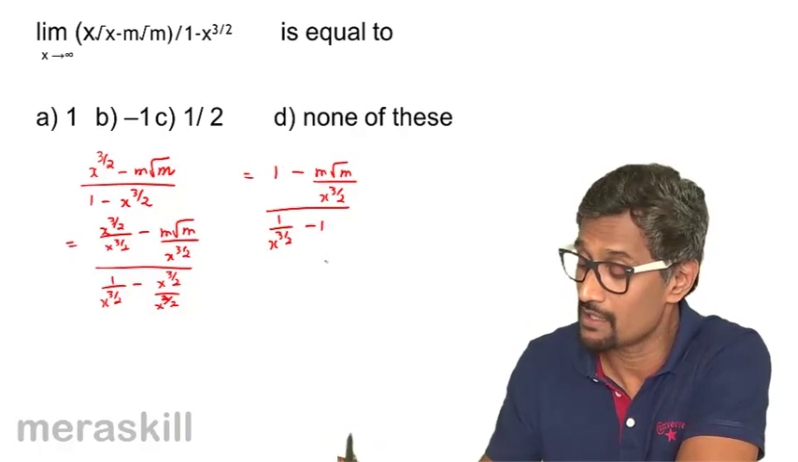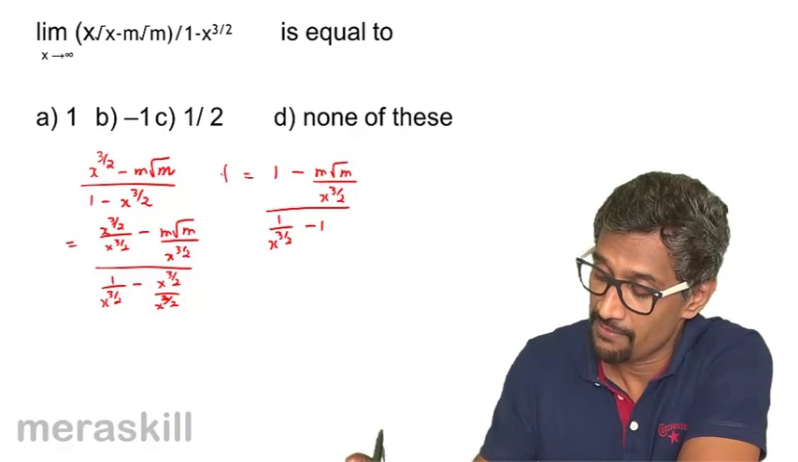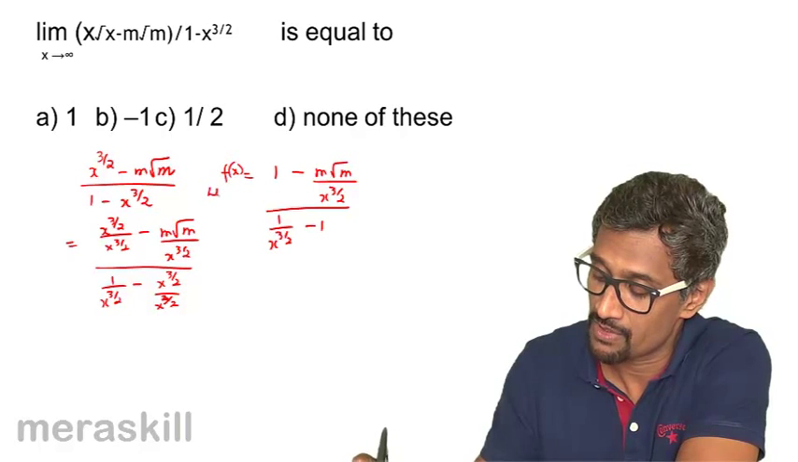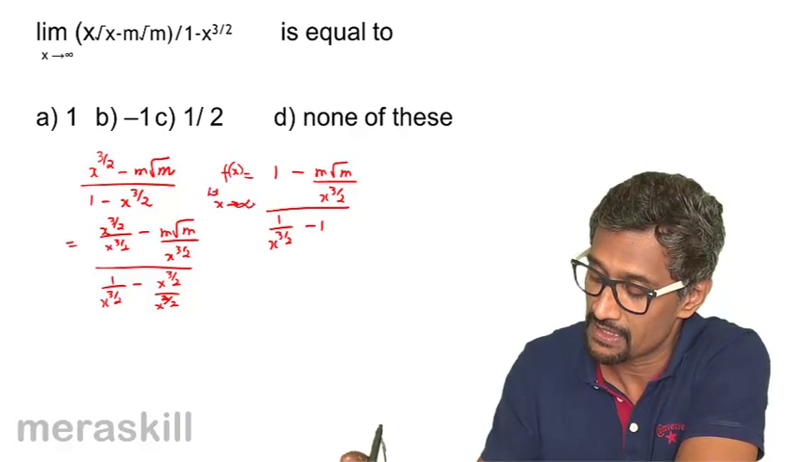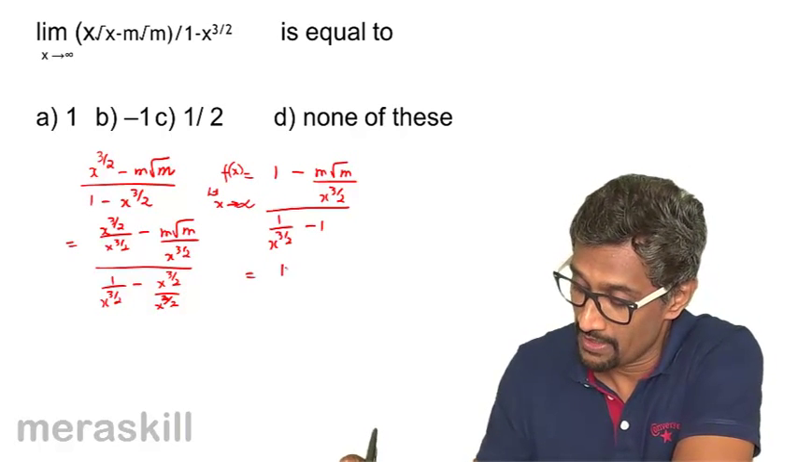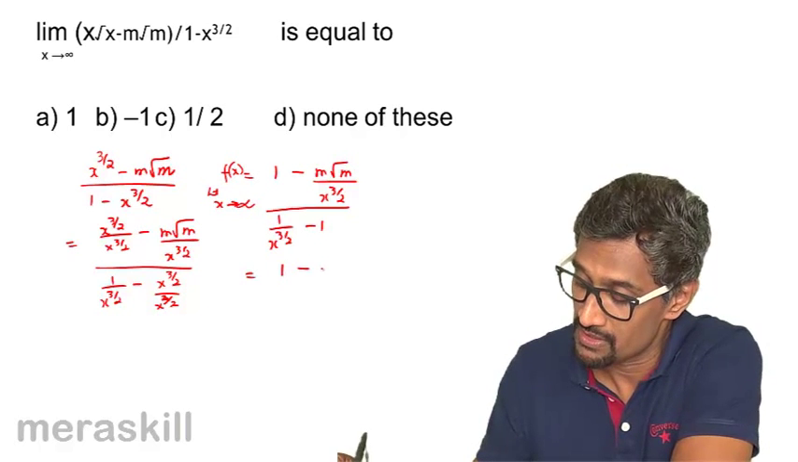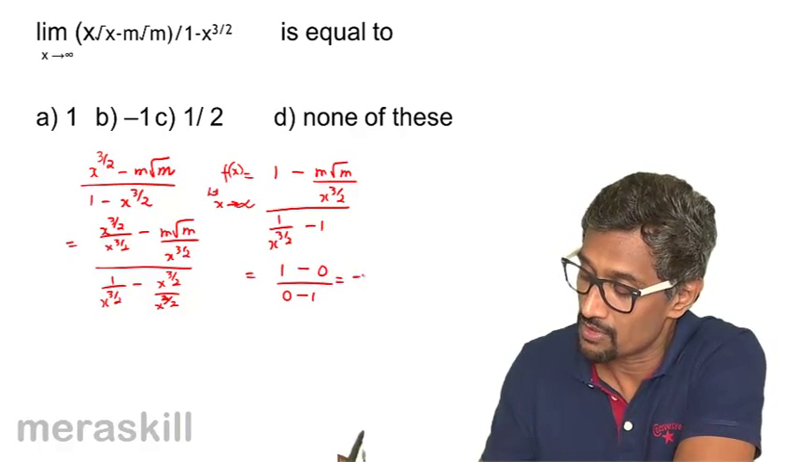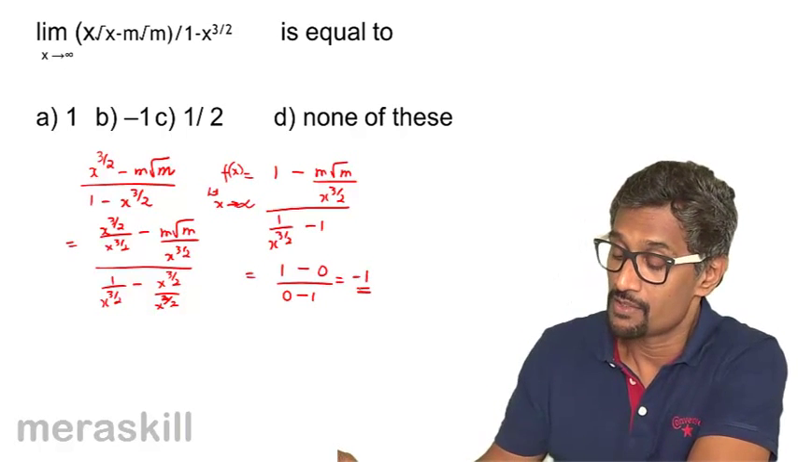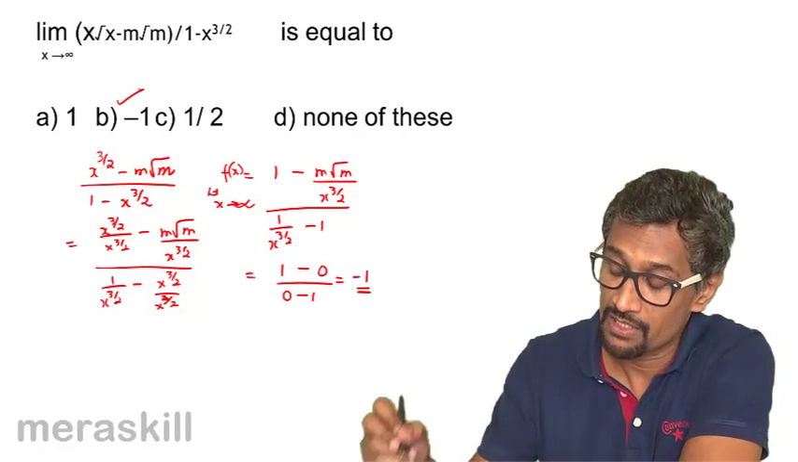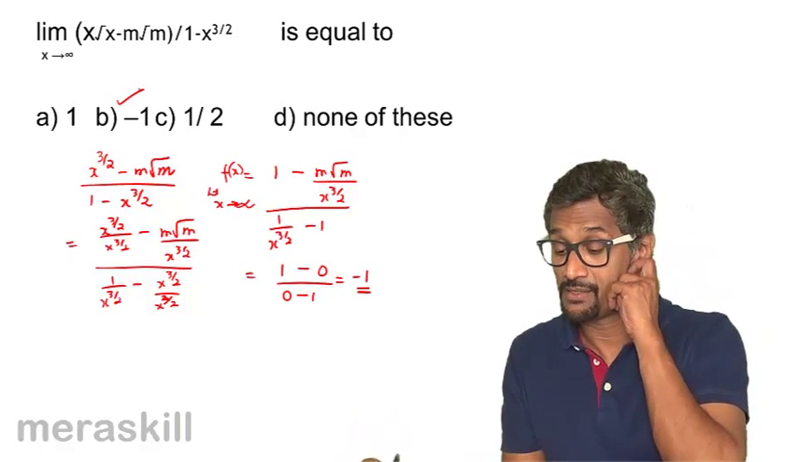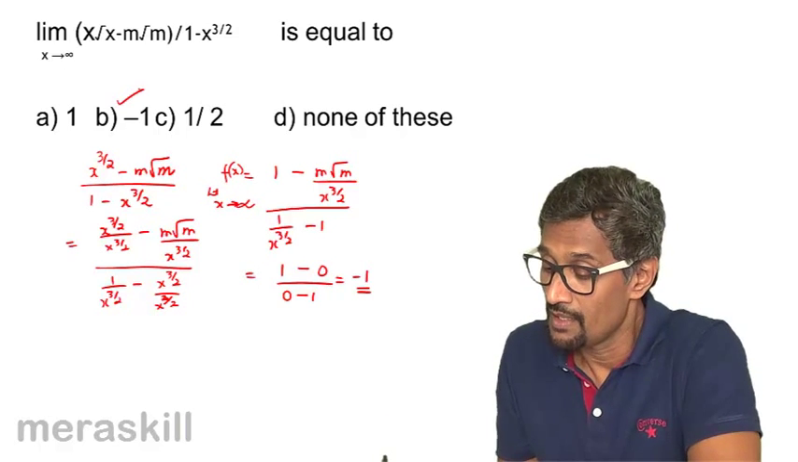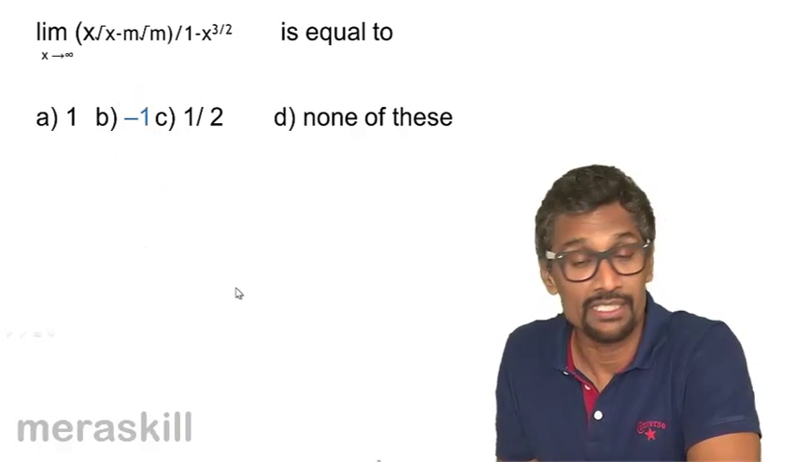Now you need to find the limit of this. This is f of x. You need to find the limit of this as x tends to infinity. So this will turn out to be 1 minus a constant by infinity, that is 0, upon 0 minus 1, which will turn out to be minus 1. So ultimately this particular limit turns out to be minus 1. And yes, we do get it as minus 1.